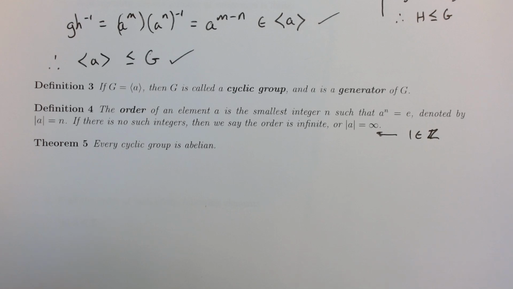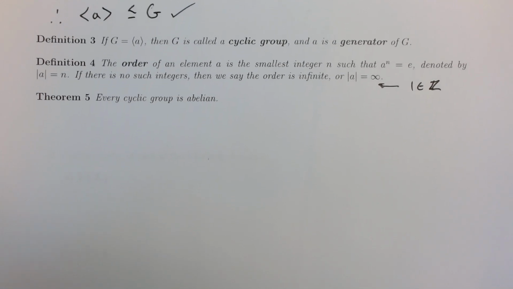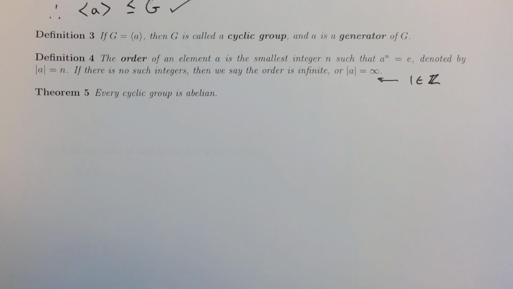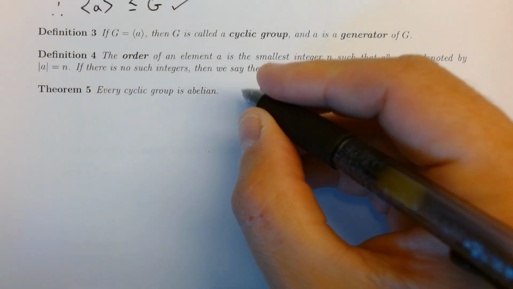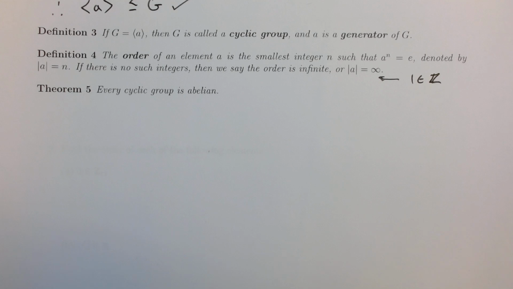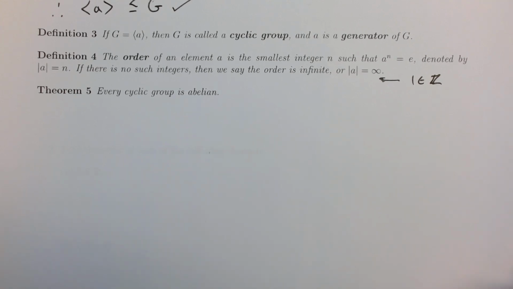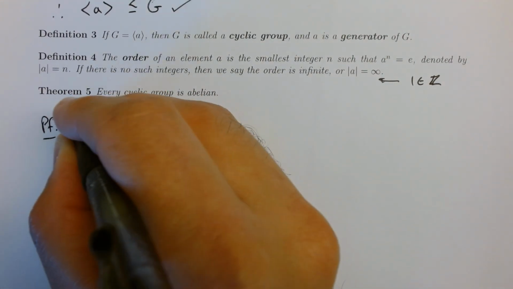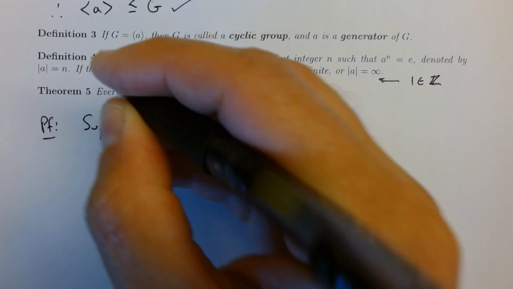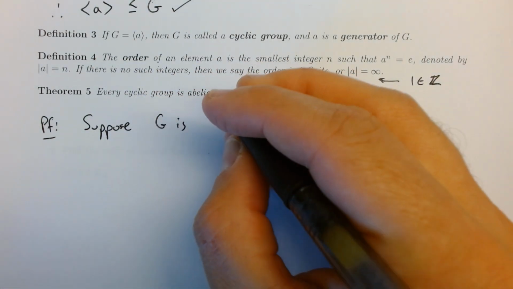Next theorem: all cyclic groups are abelian. So remember what we need to show for abelian. If we pick two elements, we just have to show that if I multiply one way, I get the same as if I multiply the other way. And that abelianness, or the fact that it's commutative, will come from the fact that addition, when we use the rule for exponents, is also commutative. So for our proof, we'll suppose G is a cyclic group.